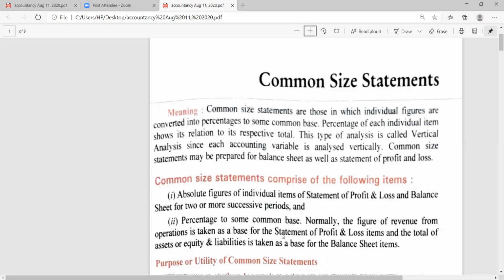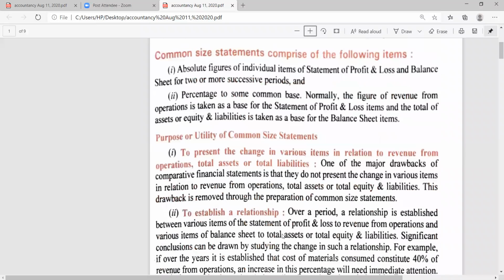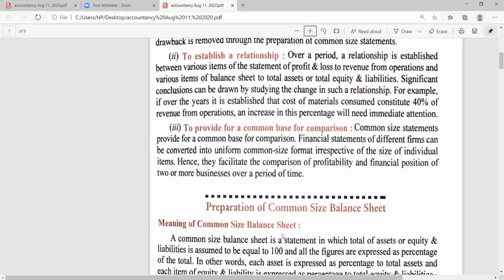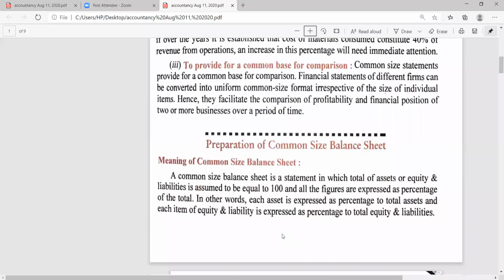After that, the purpose and utility are given to us. We will come back to this topic after doing the practical, because the more you do practically, the more you come to know the utility of the particular task that we are doing. So let's come to the common size balance sheet.